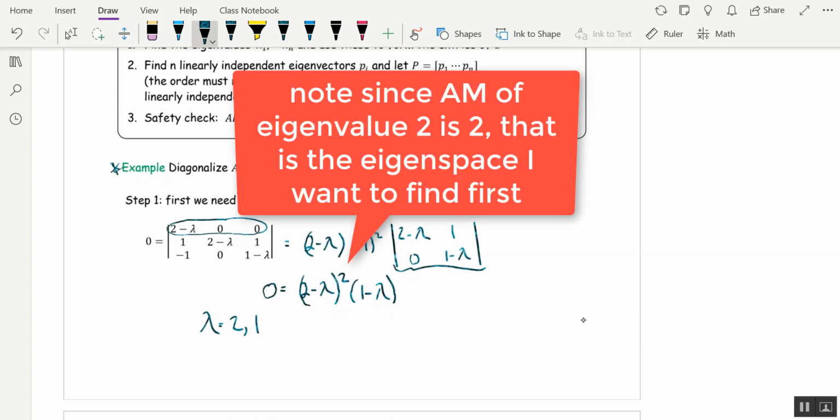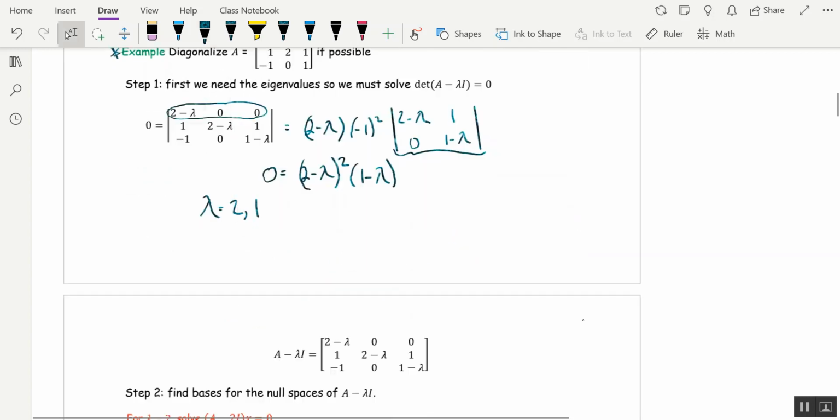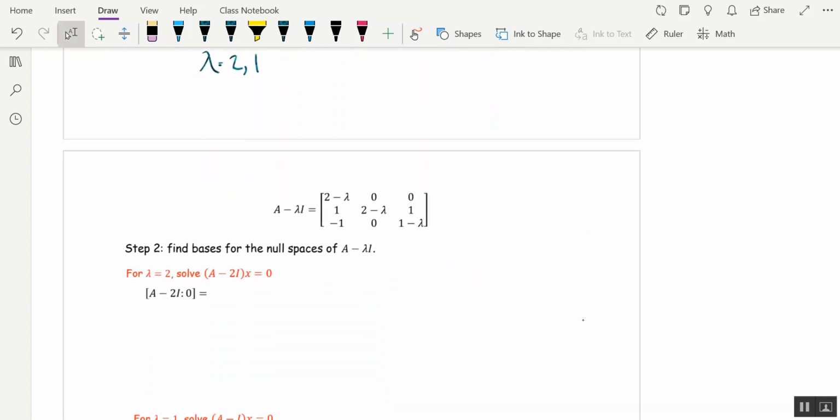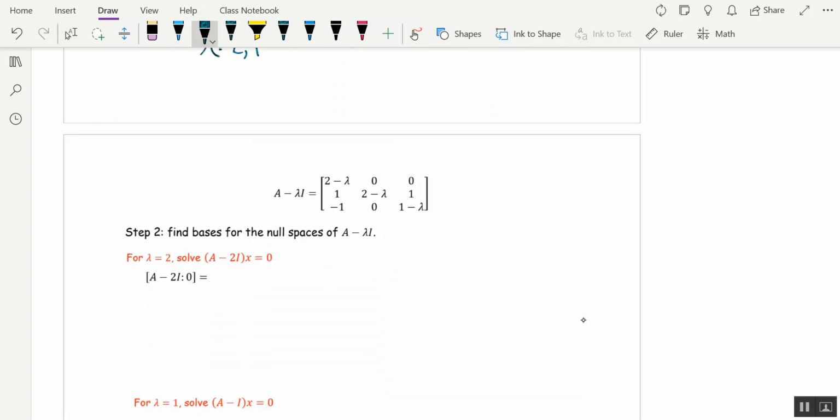All right, now I want to find a basis for each eigenspace. So just to remind us of the matrix A and what A minus lambda I is, I put that at the top here. So we want to find a basis for the null space of A minus lambda I for each lambda. So for lambda equals 2, I'm solving A minus 2I times x equals 0, and I do that by reducing the augmented matrix A minus 2I augmented with 0.